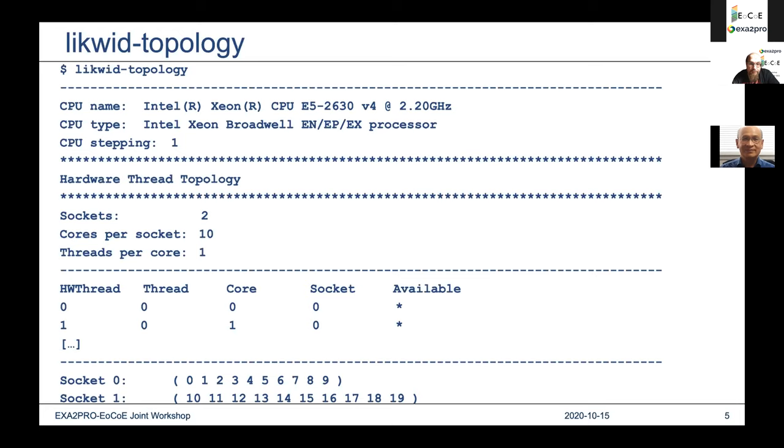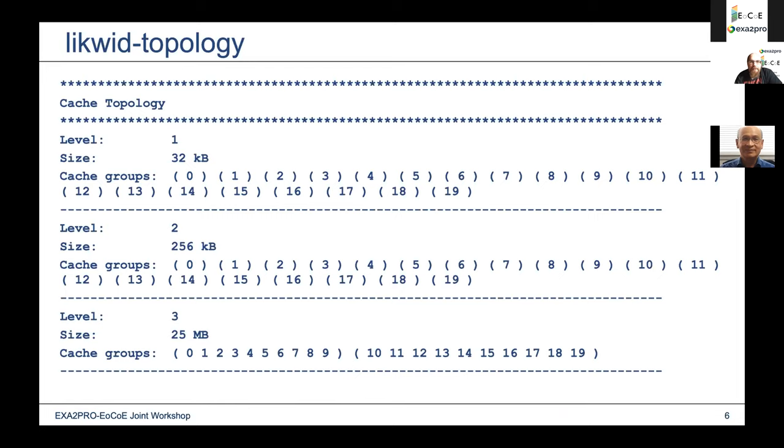Afterwards, you get an overview about the cache topology. So how many cache levels there are and which cores share these. For the level 1 cache, it's a 32 kilobyte cache, and each of these hardware threads has a distinct level 1 cache. Same for the 256 kilobyte L2 cache. The L3 cache is 25 megabyte and is shared by all hardware threads on a socket.